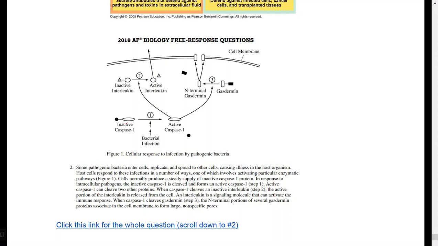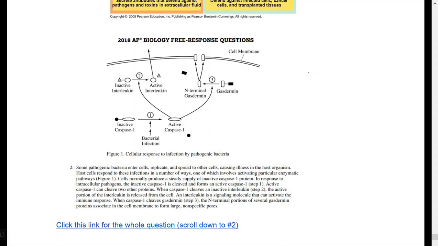And so what you have is an infection. It activates this protein. This protein cleaves and activates this protein and activates this protein, right? And this one is going to release interleukin, which is going to signal for the immune response to happen, right? And it's also going to open up a pore in the cell. And I wonder what those pores do, and this question will ask us a little bit about that. So the first thing is, describe the effect of inhibiting step 3 on the formation of pores and the release of interleukin from the cell.